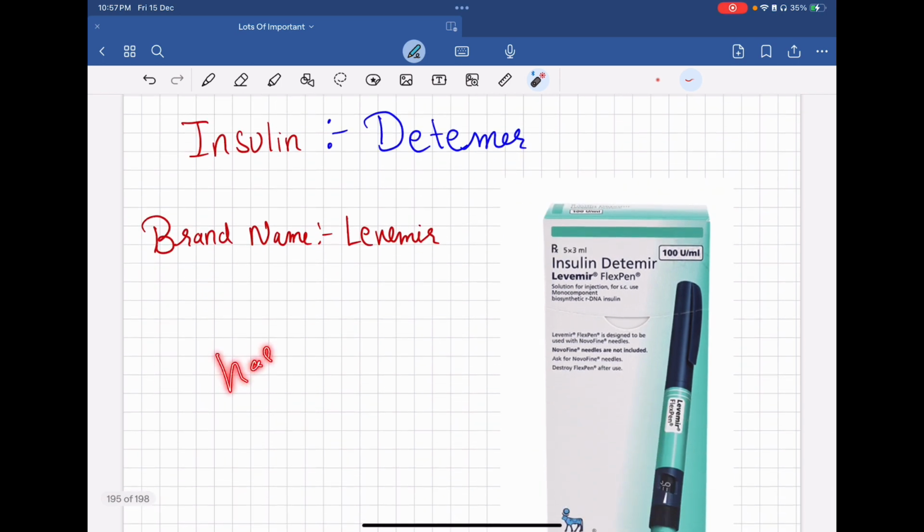Detemir has a peak, but it is also a long-acting insulin, works 24 hours and has a peak. It's a basal insulin. Got it? The brand name is Levemir, given subcutaneously.